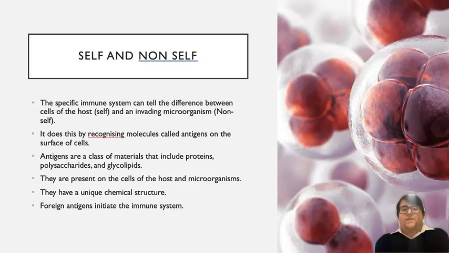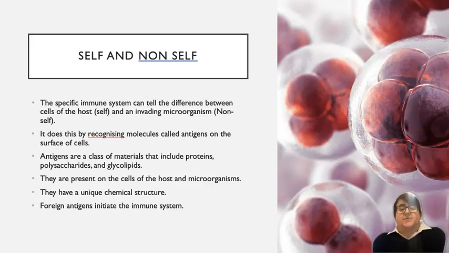So, first off, how do you recognize something that is a pathogen? This is the whole idea of self and non-self. The specific immune system, or the acquired immune system, can tell the difference between the cells of the host, self, and the invading microorganism or pathogen, non-self. And it does this by recognizing molecules called antigens on the surface of cells.